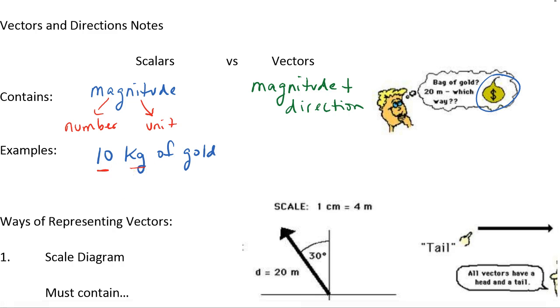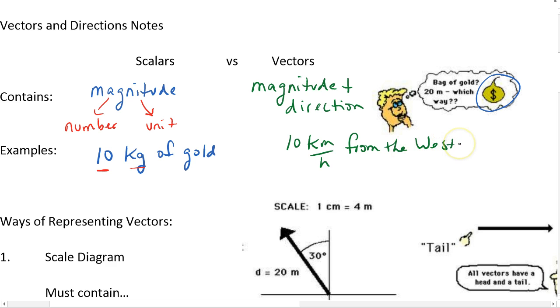How about as a vector? What might be an example of a vector? I could say the wind is blowing at 10 kilometers per hour, right, from the west. And we'll be talking about wind a lot more a little bit later on. So here, if we take a look at it, here's the magnitude part. Here's the number and the unit part, that constitutes the magnitude, the amount of wind, and then this is the direction, from the west.